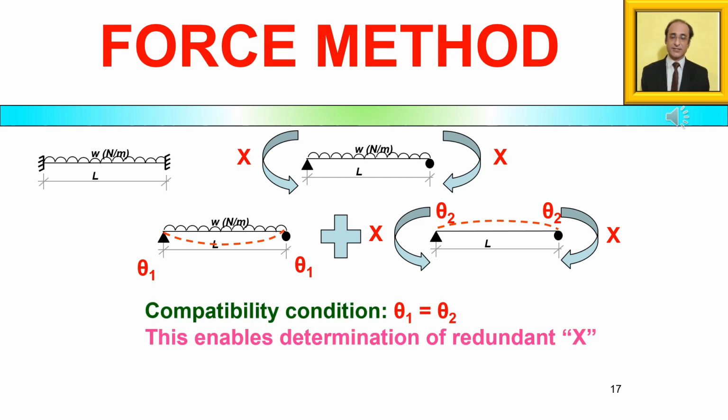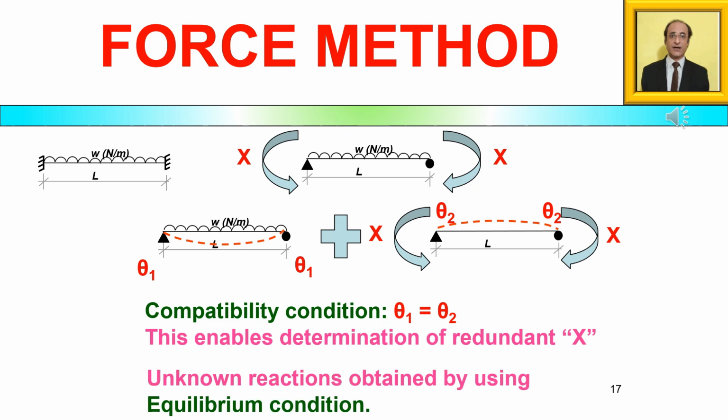θ1 is the rotation of the primary structure under the action of the UDL, and θ2 is the rotation in the opposite direction under the action of the redundants. The application of the compatibility condition θ1 equal to θ2 enables the determination of the redundant x. Then the other unknown reactions can be obtained simply by equilibrium conditions. So you are very much familiar with this method, the method of consistent deformations.